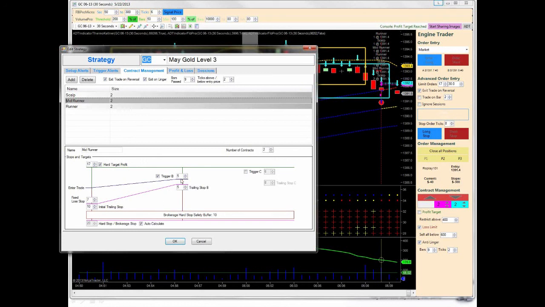The mid-runner only uses the trigger B. It has a fixed stop loss of 7, which means I can't lose more than 7 ticks on a trade. Well, I could lose more with slippage, but I don't get out of a trade if it's less than 7 ticks off. If I hit 7 ticks, boom, I exit the trade.